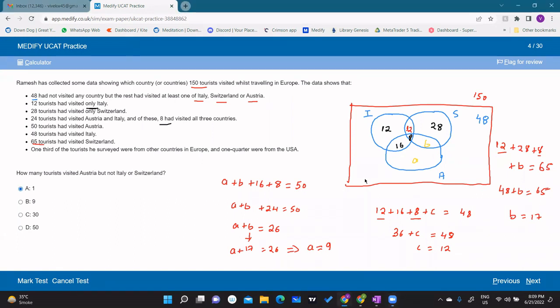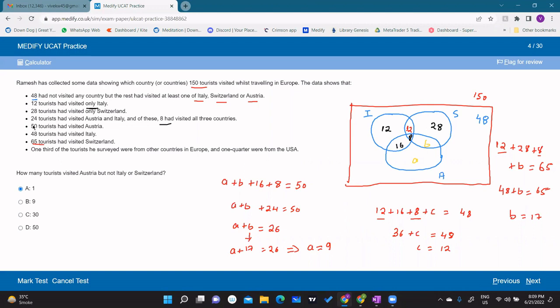So I hope you followed the basics of the Venn diagram. This is what I wanted to teach you in the Venn diagram, apart from the previous question. You have to draw this box. The box represents the total number. If it is only Italy, you're supposed to put it here. Only Switzerland here. Only Austria here. And you're supposed to be careful about all three and start with that.